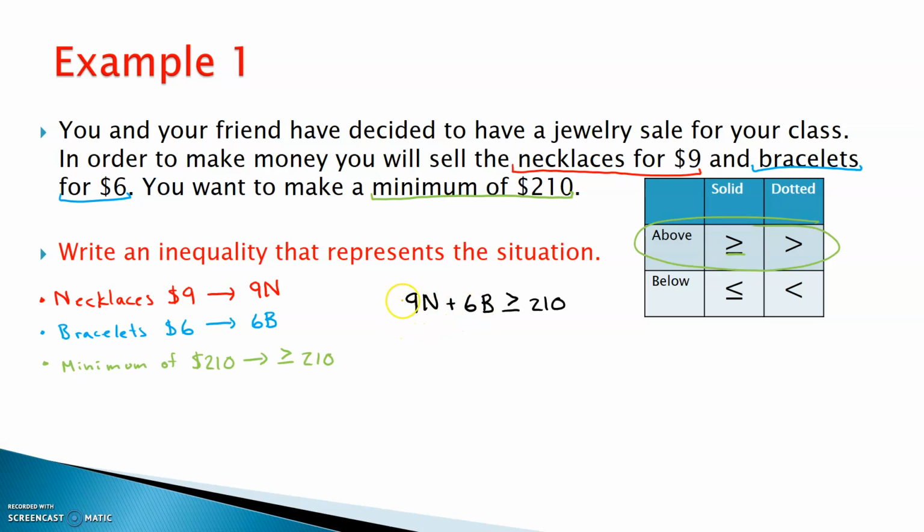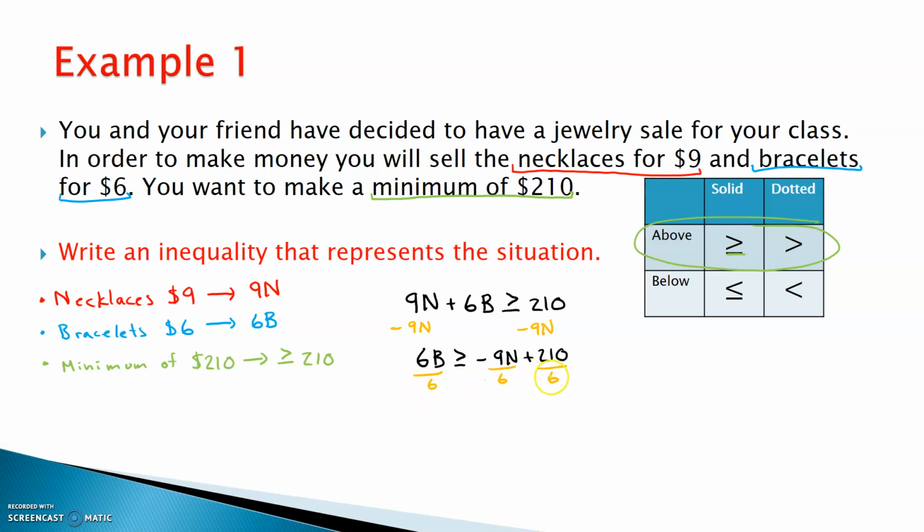So remember, let's get rid of our first variable here, our n. We say minus 9n, minus 9n. Then I drop down, it cancels out. I drop down 6b is greater than or equal to negative 9n plus the 210. One last thing that I have to do here is get rid of that 6. So I'm going to divide both sides by 6. Everything really gets divided by 6.